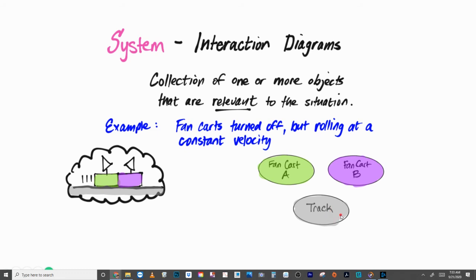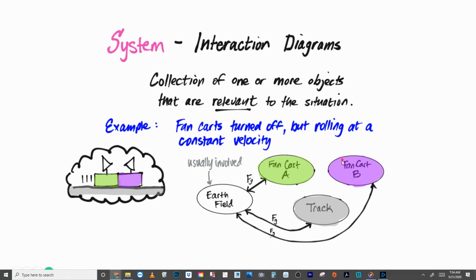Except wait, remember, always, always, always, we're going to be on Earth, and the Earth is a major player, so we need the Earth field in there as well. You can write Earth. I prefer Earth field, so I don't get confused between the ground Earth, like the Earth in my hands, or the celestial object Earth. So I just add the word field. That's a little more technical physics term. Yep, Earth field. Okay. Remember, that's usually involved.